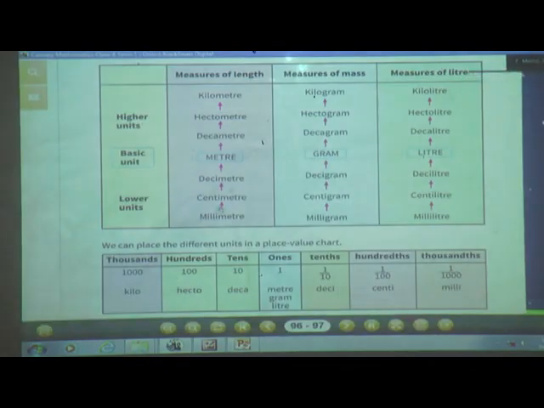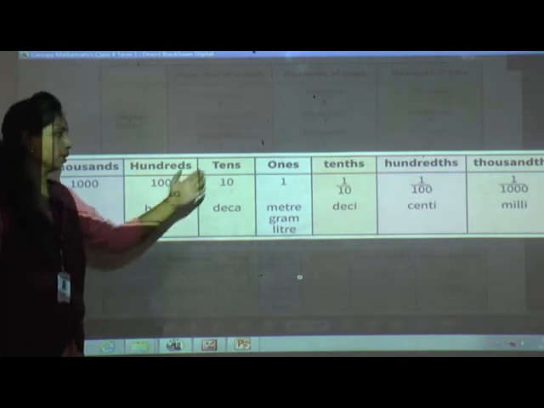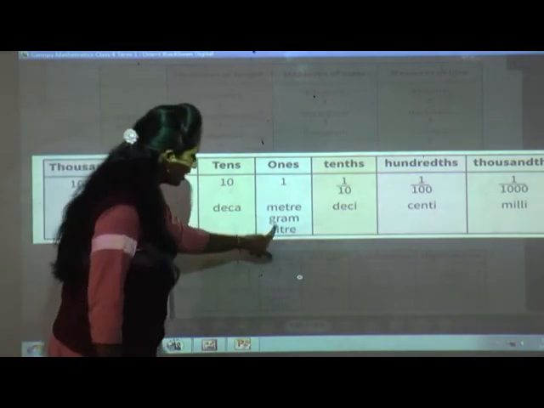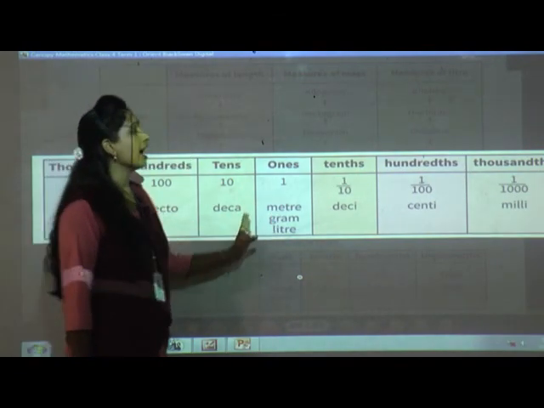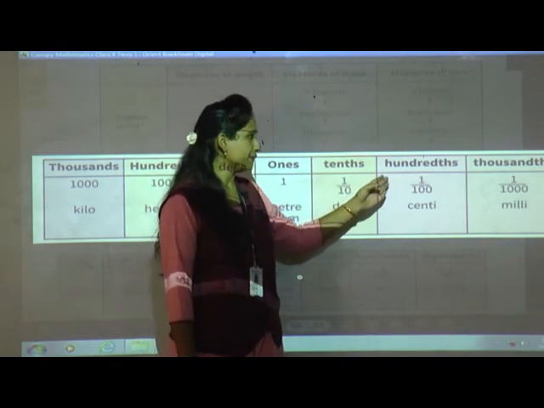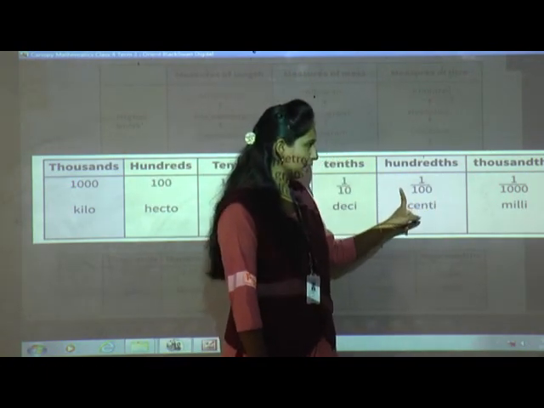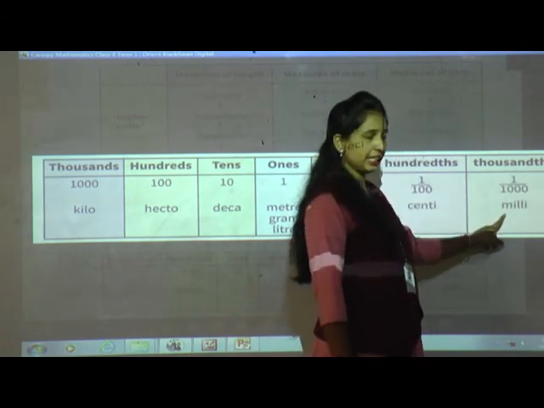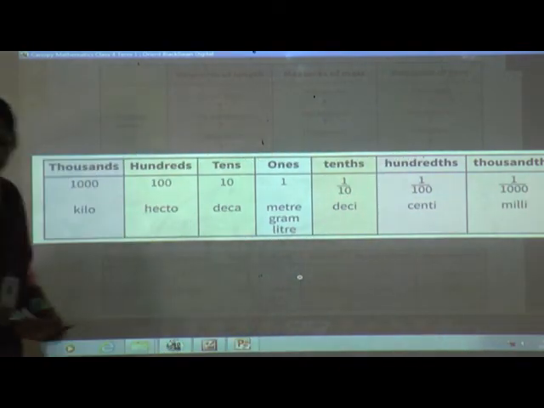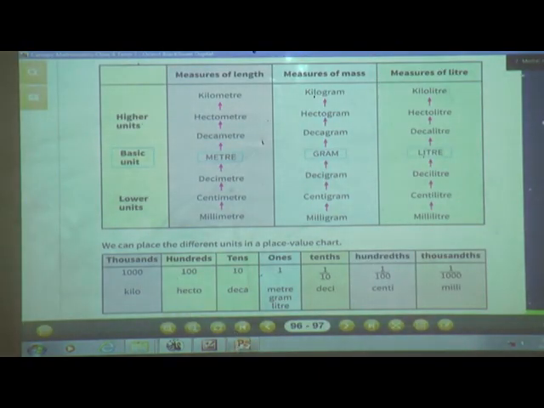Yes. Now we can place the different units in the place value chart. See, thousands means kilo, hundreds means hecto, tens means deca, and ones means meter, gram and liter. And if we want to convert into deci, it should be divided by 10, and 100 means centi, we have to divide with 100, and thousands means milli, we have to divide with 1000. Okay, now you will understand in a better manner while solving the examples.